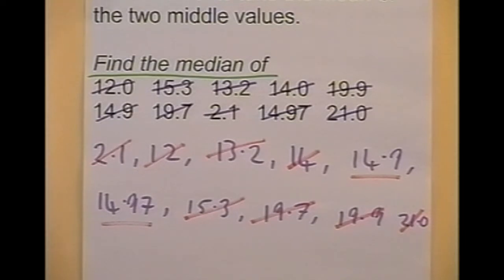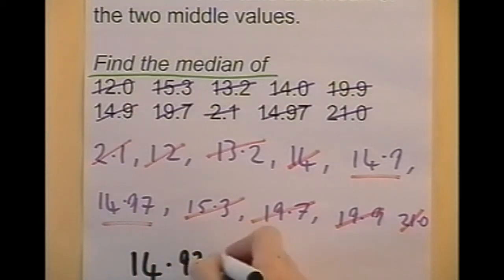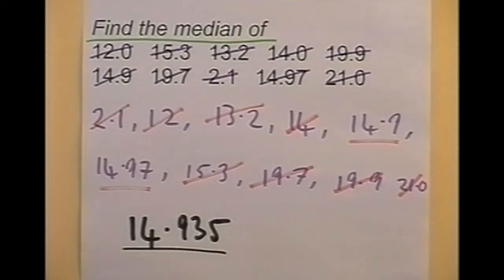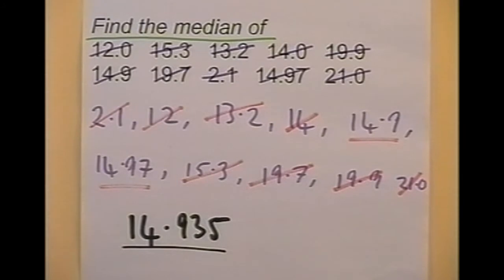So it's 14.9 plus 14.97, that equals 29.87. There's two samples, so we divide by 2. And that gives us a mean of 14.935. Therefore, the median of this set of measurements is the average of the two middle ones, and that gives us 14.935, the median value.